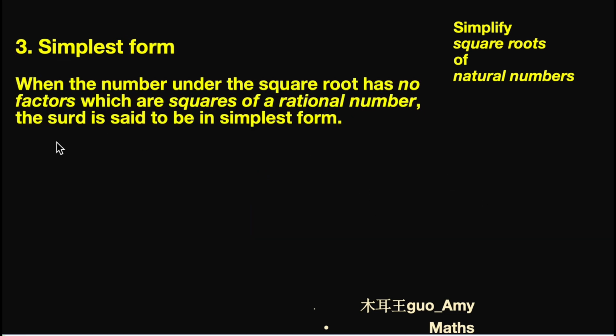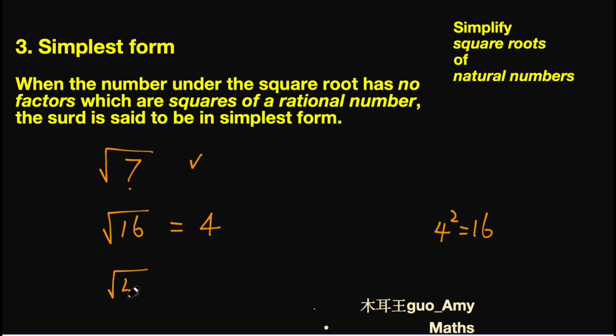Then let's look at the definition of the simplest form. When a number under the square root has no factors which are squares of a rational number, then the surd is said to be in simplest form. For example, if we have root 7, then 7 is not a square of a rational number, so it is in simplified form already. And then if we have root 16, then we know 16 is the square of 4. Therefore, this root is not in the simplest form. It can be simplified to the number 4.